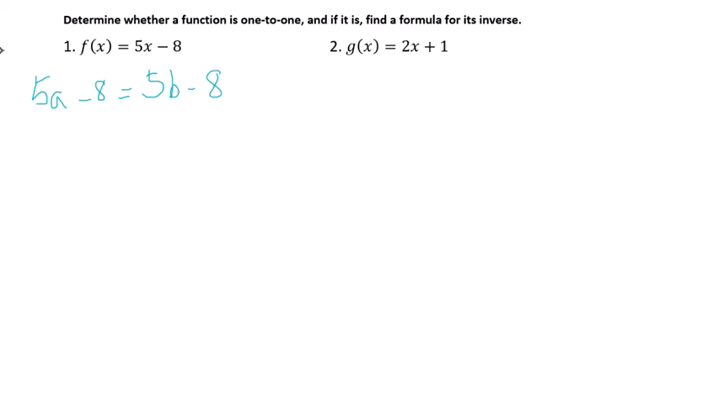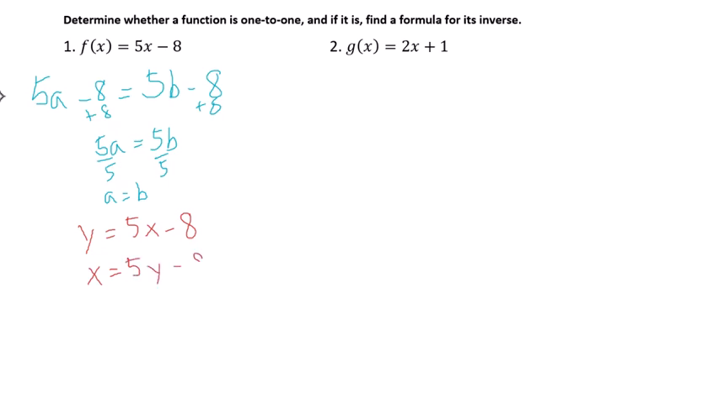And this gives us, add 8 to both sides, 5a equals 5b, divide by 5 on both sides, and a does in fact equal b. Now, we're also told in this one that we need to find the formula for its inverse. So just like previously, we would make this y equals 5x minus 8, and then switch them, x equals 5y minus 8, and then solve for y.